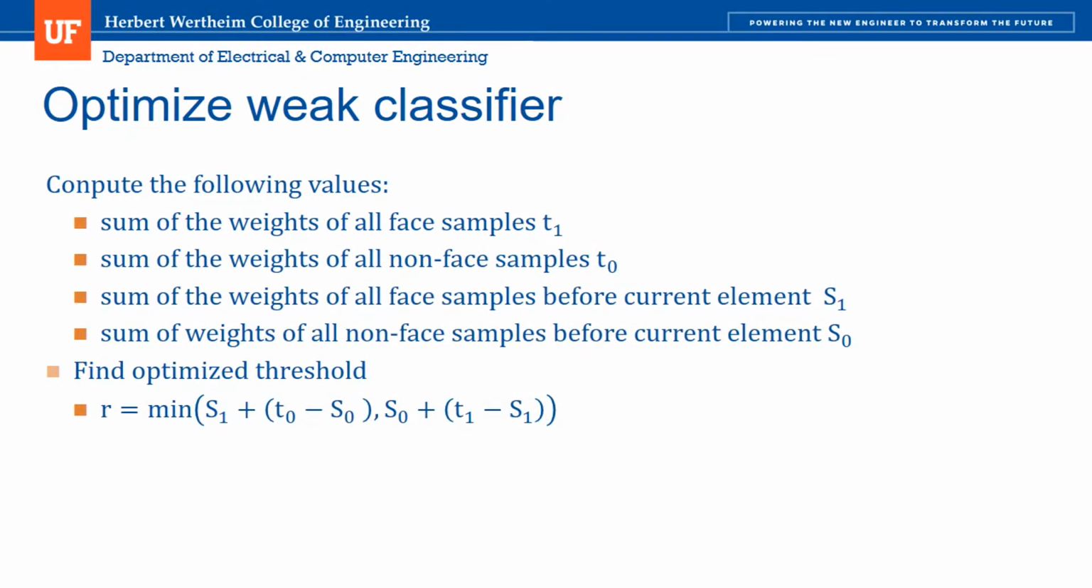Then we can find the minimum R in all R's using the equation R equal to the minimum value between S1 plus T0 minus S0 and S0 plus T1 minus S1, and make it the threshold of the classifier. That will be the optimized weak classifiers we will get.